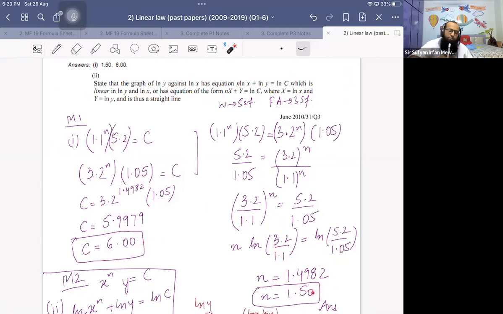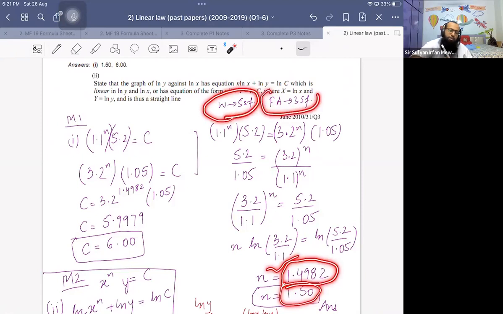In 3SF, 1.50, and in 3SF, 6.00. However, for finding C, when we substituted n, we cannot substitute 1.50. Rather, we'll substitute 1.4982. That is why I always suggest working in 5SF and final answer in 3SF. These accuracy guidelines are for non-angles or angle in radians as well, but not for angle in degrees. Everything, these accuracy guidelines are valid for everything except angle in degrees.